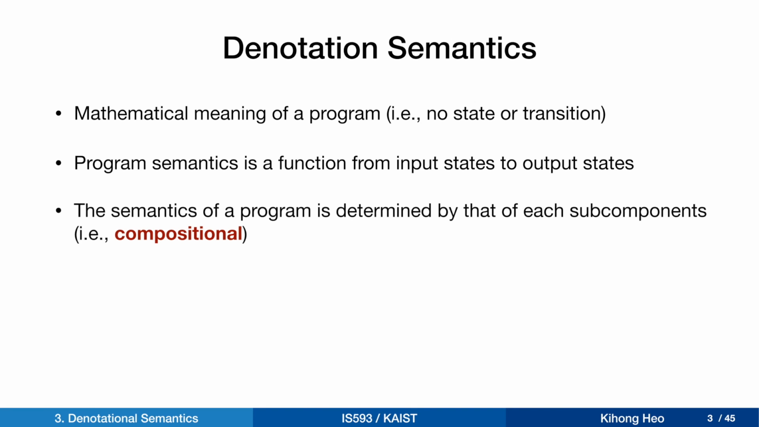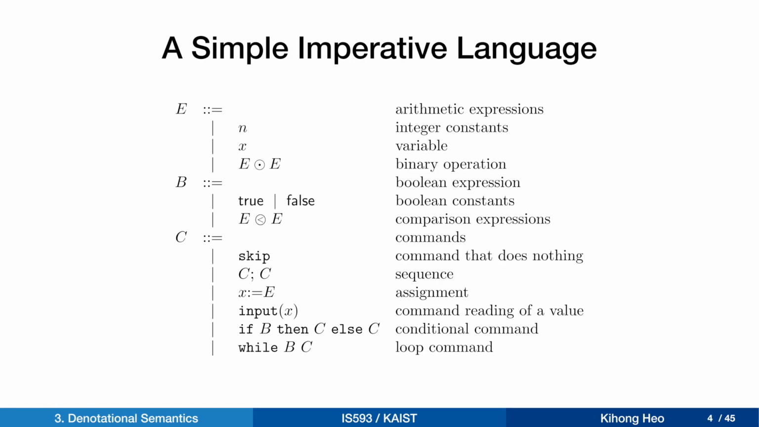The most important characteristic of denotational semantics is that the semantic definition is compositional, not inductive. That means that the semantics is solely determined by the semantics of each subcomponent, not that of itself. So we will use this notation that represents the semantic function for program P that maps input memory state to output memory state. Here again, we have the same simple imperative language, and we will define the denotational semantics of programs written in this language.